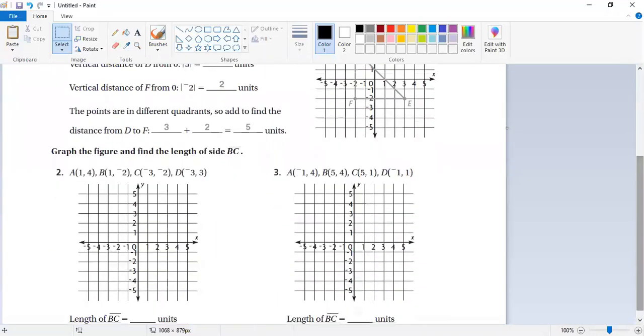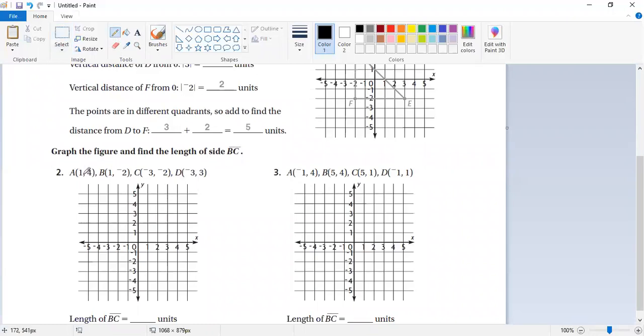They had asked you to graph the figure and find the length of BC. So they wanted you to find the side length, the length of BC, but before that we have to graph the figure and find out how the figure looks like. Only then we can count, or we can use absolute values, do anything, and then find the length. So first let's graph this.